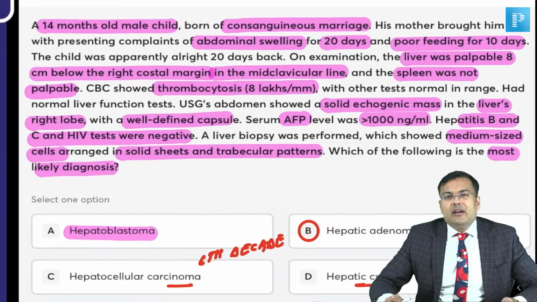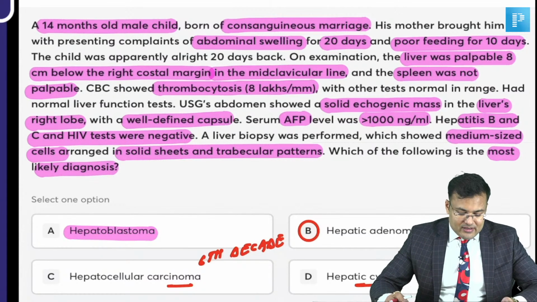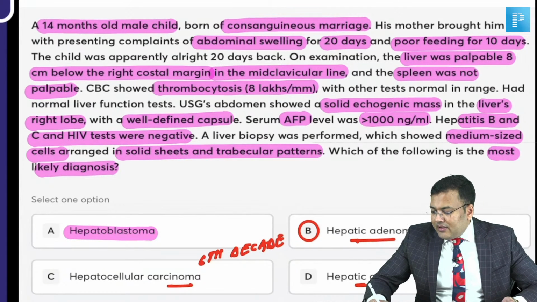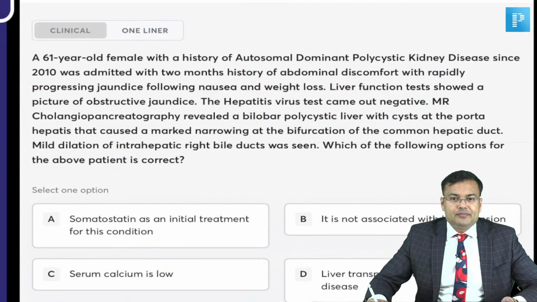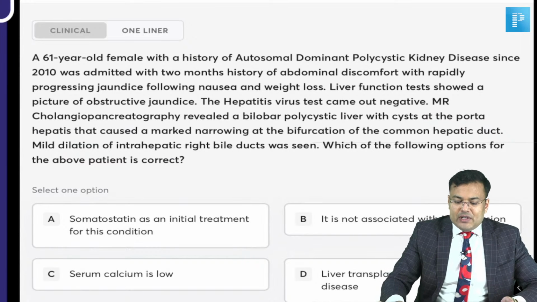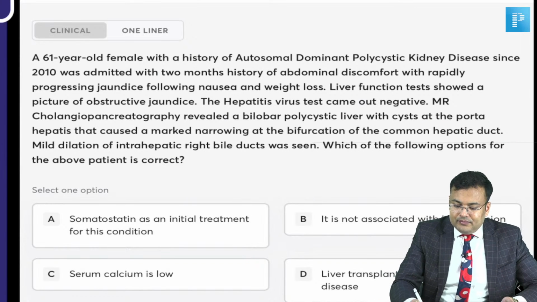Hepatic cyst: here alpha fetoprotein is not raised. Clear, guys? So what is the correct answer here? The correct answer is hepatic adenoma. It is hepatic adenoma. Next question, guys. Tell me what is the correct answer.